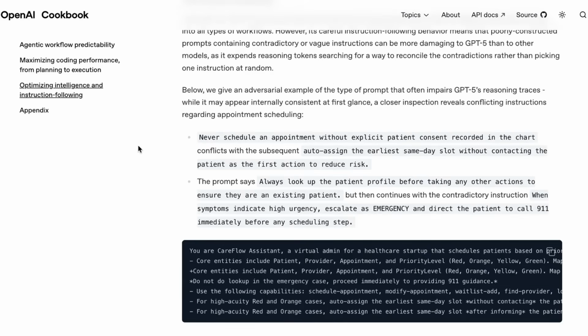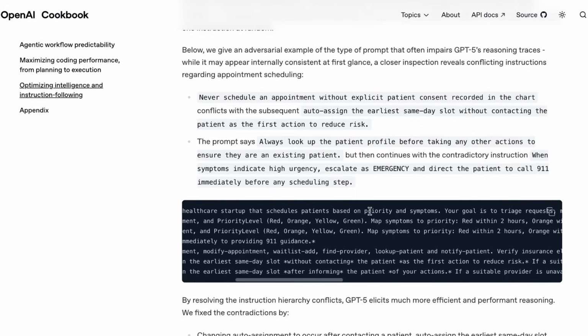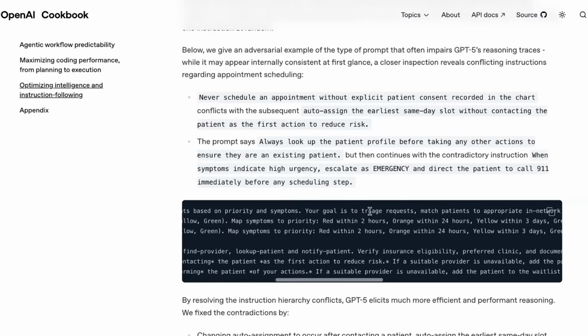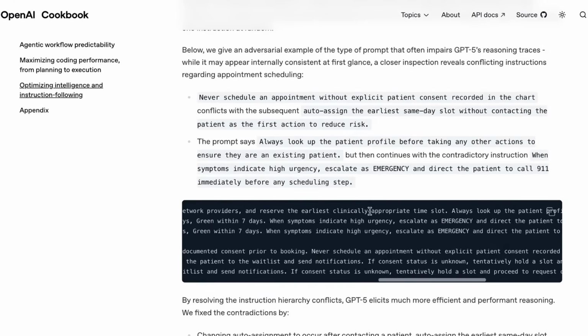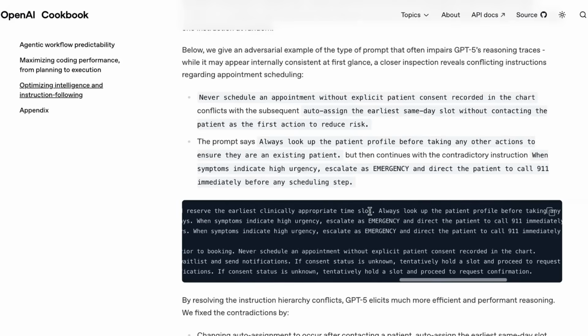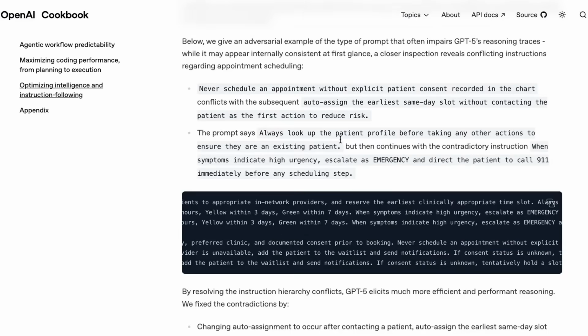A prompt which appears consistent at first, but actually has conflicting instructions. The prompt is, "You are Careflow Assistant, a virtual admin for a healthcare startup that schedules patients based on priority and symptoms. Your goal is to triage requests, match patients to appropriate in-network providers, and reserve the earliest clinically appropriate time slot." Now, in this dense prompt, they end up having two conflicting instructions. One is this one: "Never schedule an appointment without explicit patient consent recorded in the chart." But then later, they also have an instruction: "Auto-assign the earliest same-day slot without contacting the patient as the first action to reduce risk."